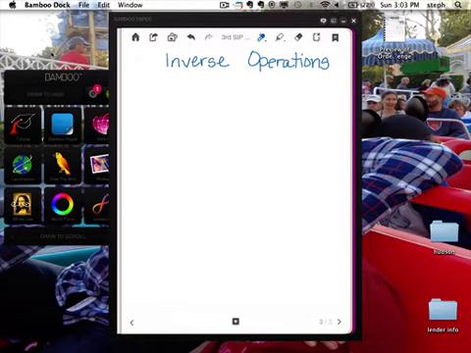Our lesson today is about inverse operations. So go ahead and write the title, Inverse Operations. And operations are just things like addition, subtraction, division, and multiplication. An inverse means that they undo one another.